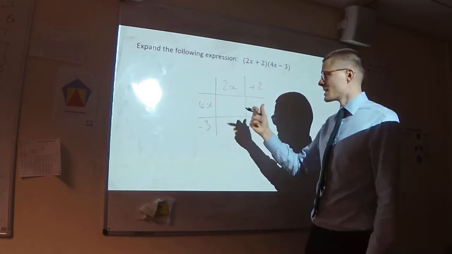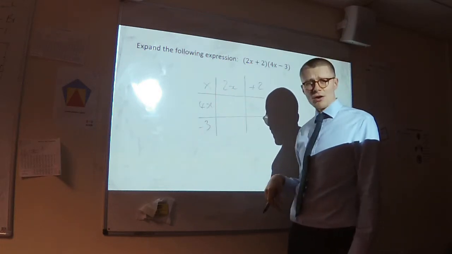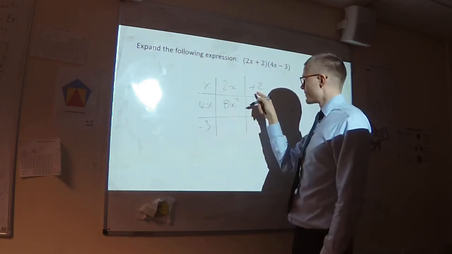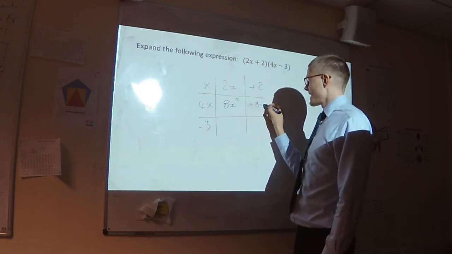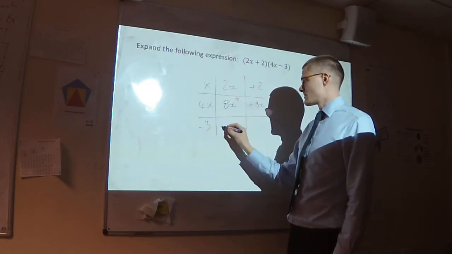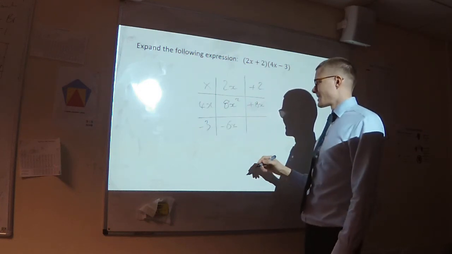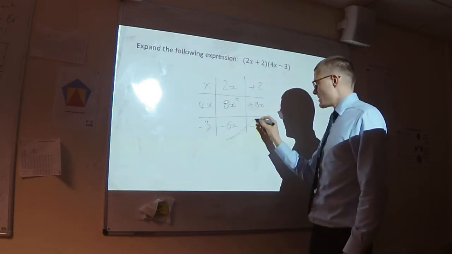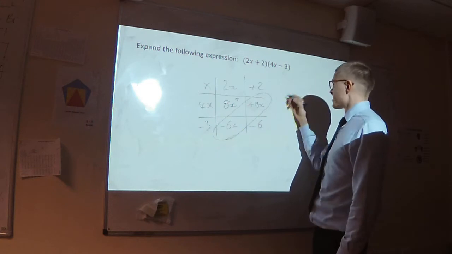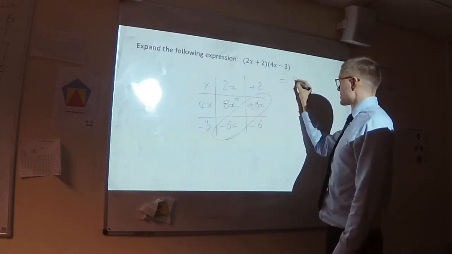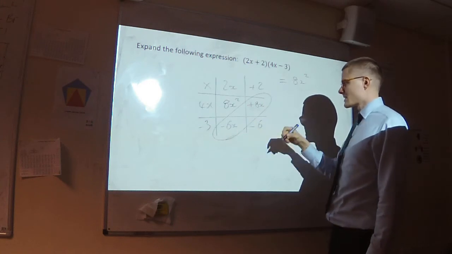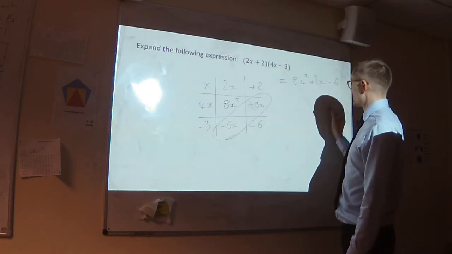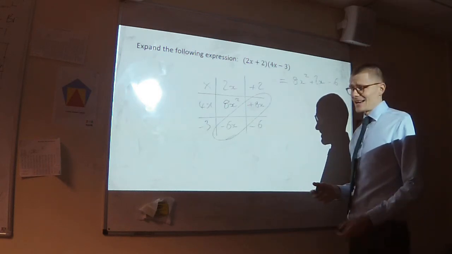And I'm just filling in my boxes. We know this is multiplication. I can even put a multiplication sign there if I want to. 4x times by 2x, 8x squared. Don't fall into the trap of adding those two. 4x times by 2 gives me 8x. Negative 3 times by 2x gives me negative 6x. Negative 3 times by 2 gives me negative 6. Now, quite often we'll realise it's going to be these ones that simplify. So if I want to write my answer, I'm going to have 8x squared plus 8x minus 6x gives me plus 2x, and this is then take away 6. And that's my answer, easy as that.